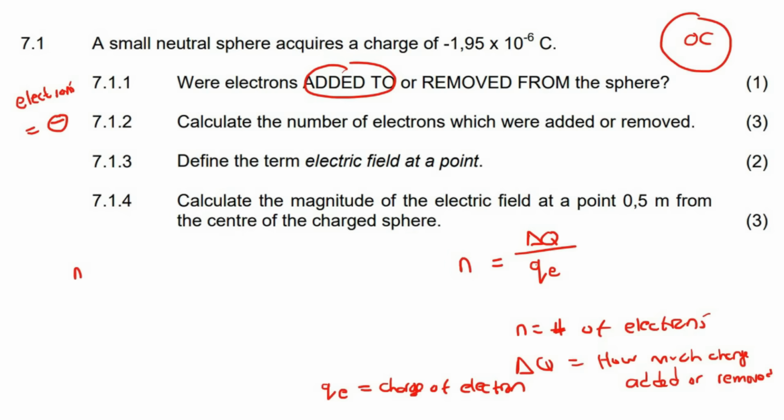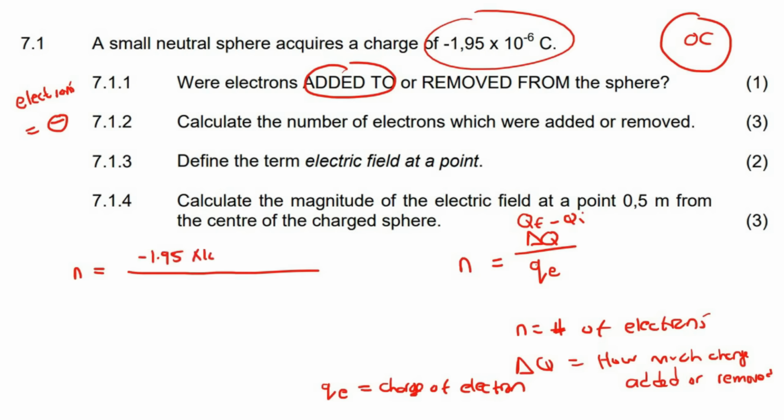So if we now had to work out the number of electrons, so how much did the charge change by? Well, we can say the charge final minus the charge initial, because that's what change means. So the final charge is now this, so minus 1.95 times 10 to the minus 6, minus 0. Its initial charge was neutral, so that's 0. And then the charge of an electron is negative 1.6 times 10 to the negative 19. If you work this out and round off to 2 decimal places, we are going to get 1.22 times 10 to the power of 13. That is how many electrons have been transferred, or how many were added. So we can say here, added.